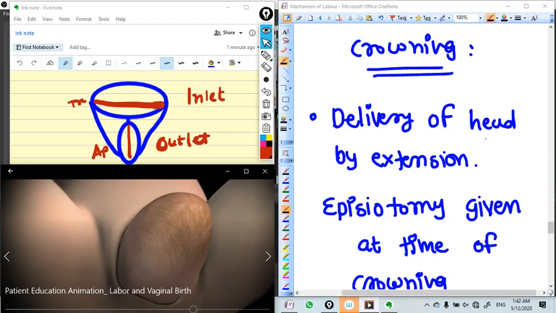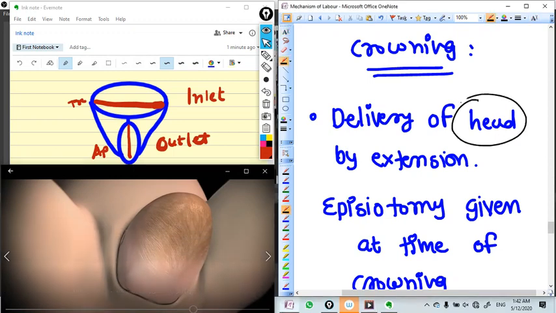Now, delivery of the head. After crowning, what happens? Delivery of the head happens by extension. Now, my friends, the world is very selfish, starting from fetal life. When the fetus had to come out, it bows down and goes into the flexion mode. When the head comes out of the womb, out of the vagina, immediately it becomes very selfish. It does extension of the head. That means it doesn't bow now. Okay, see here.